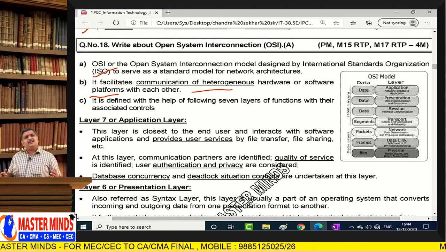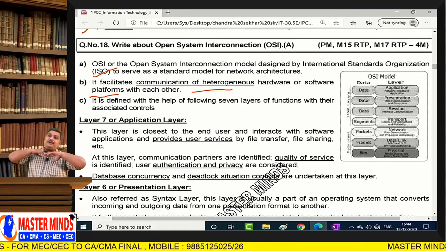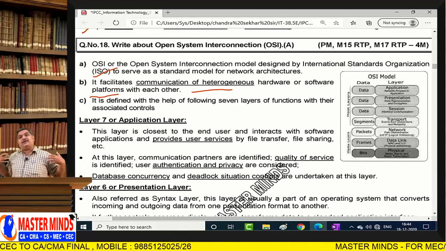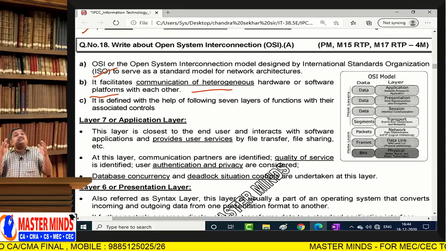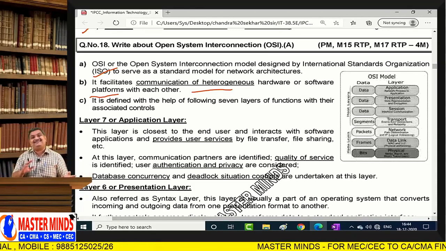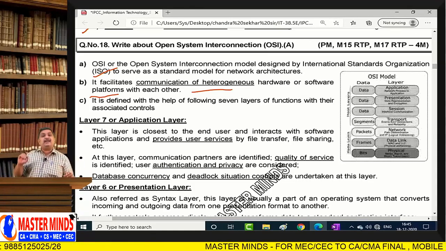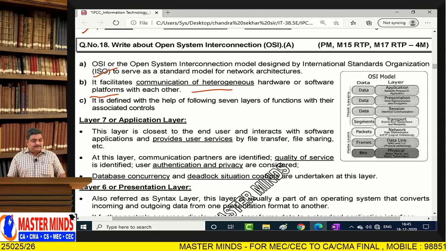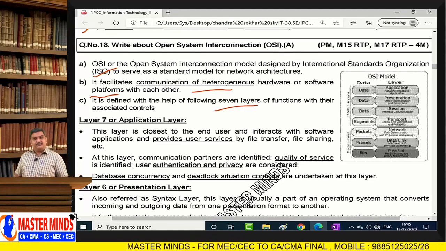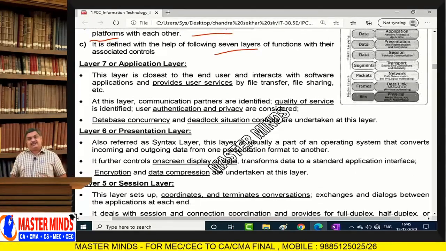Okay. Heterogeneous means you may be using any computer made by any manufacturer, you may be using any operating system. And I may be using another operating system, another manufacturer. But still, the communication should happen between you and me. Okay. So how is it made possible? That is made possible by the OSI model. And it is defined with the help of 7 layers or functions. What are they? First one is the application layer.